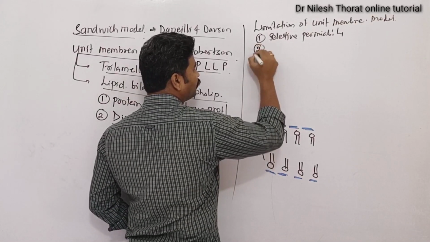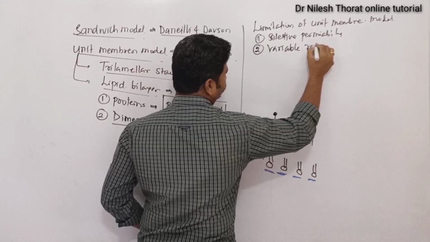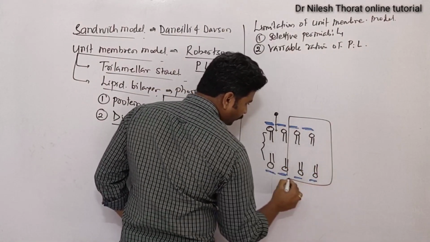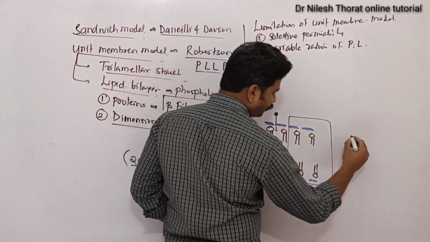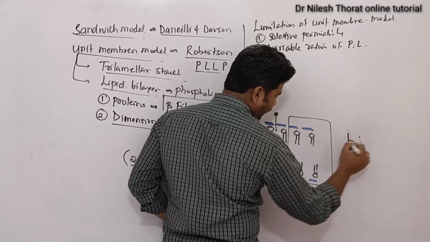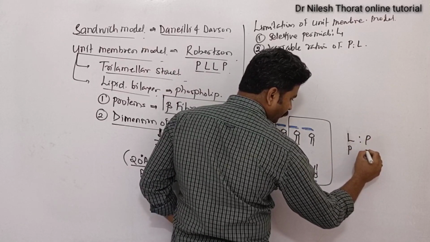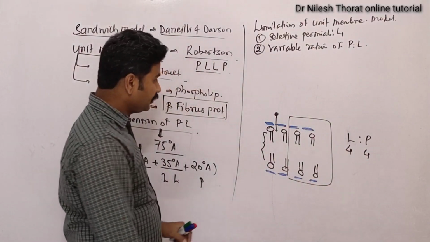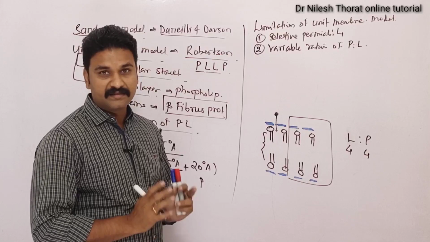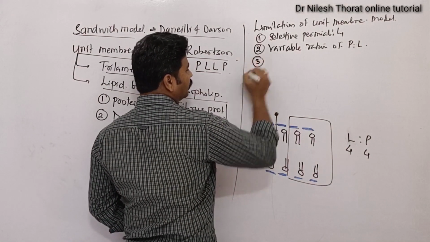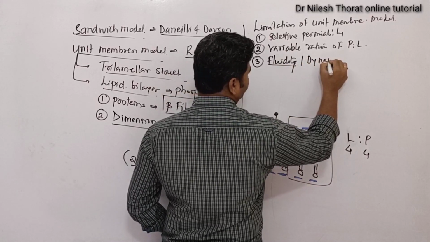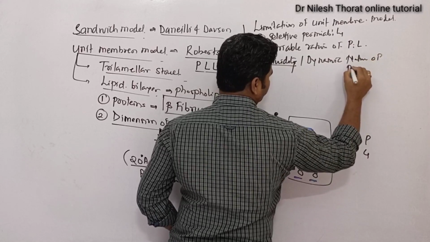Then secondly, it cannot prove the variable ratio of proteins and lipids. See, take a section of this plasma membrane. If we take a section of plasma membrane, then here 1, 2, 3, 4, there are 4 molecules of lipid, and here 1, 2, 3, 4, there are 4 molecules of proteins. Clear? So if you want to change the ratio, then the structure will change, and if you do not change the ratio, that means the membrane is rigid. So this model also failed to explain the fluidity, that is the dynamic nature of the plasma membrane.